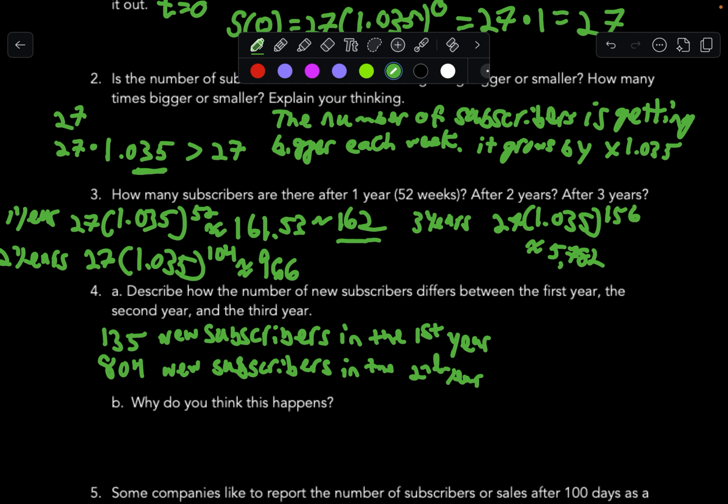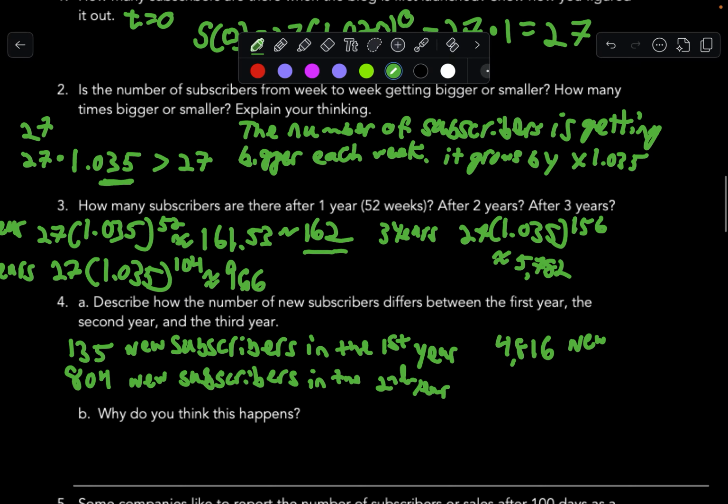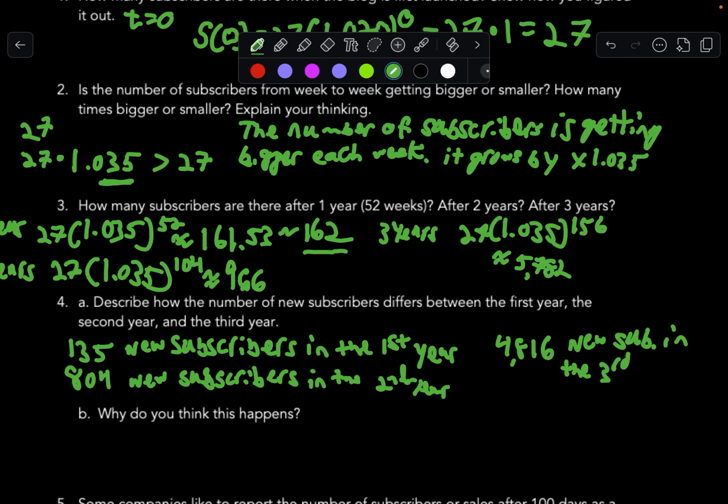And then there were 4,816 new subscribers in the third year. Okay. So you see, we're not adding the same amount each time. So this is not arithmetic. This is not a linear relationship because we're not constantly adding. We don't have a common difference.